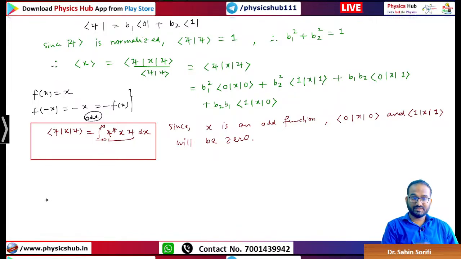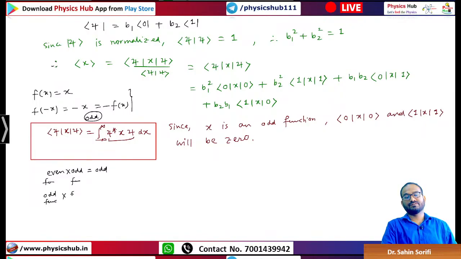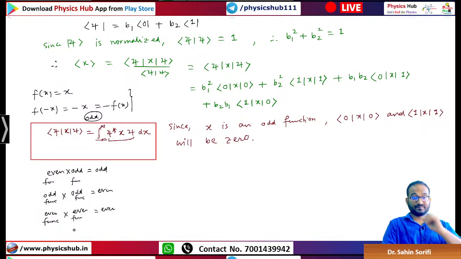Even plus odd, na? Even into odd is equals to odd. Actually, even function into odd function gives you odd function. Odd function into odd function gives you even function. Even function into even function also gives you even. Okay.